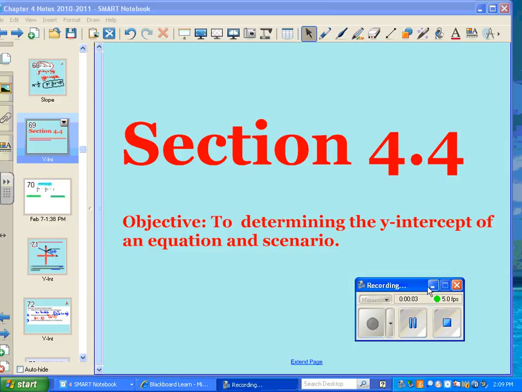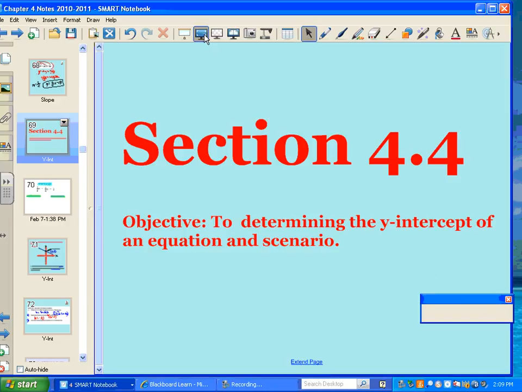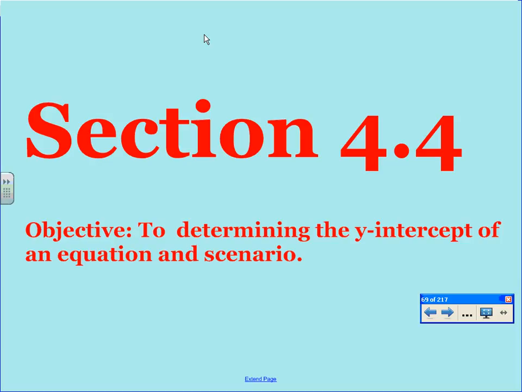Okay, we are in our notes finishing up lesson 4.4. The objective is to determine the y-intercept of an equation and a scenario. So we're going to finish up talking about how you find the y-intercept and how you represent it from a scenario. Your homework tonight will be to convert either slope-intercept to standard form or standard form to slope-intercept form, or a scenario to each of those equations.